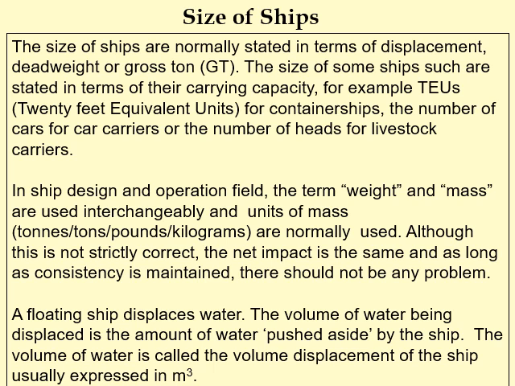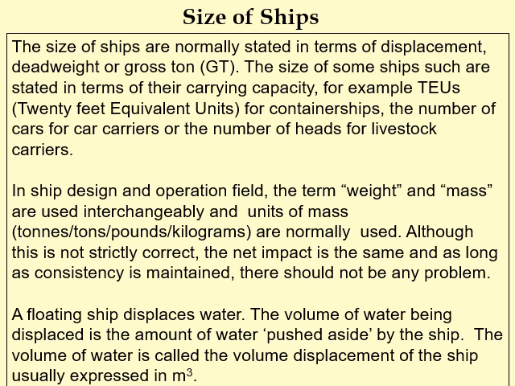We need to put a note here that the terms weight and mass are used interchangeably, and units of tons, pounds, kilograms, units of mass, are normally used. Although we know in physics that weight is mass multiplied by gravity, in this case we are looking at weight and mass as being together, because if you go into detail during the analysis of ship's stability, hydrostatics, and so on, the G, which is the acceleration due to gravity, cancels out. So the mass on this side multiplied by G is equal to the mass on the other side multiplied by G. So the G and G cancel out. That's why weight and mass are used interchangeably in ship design and operation.